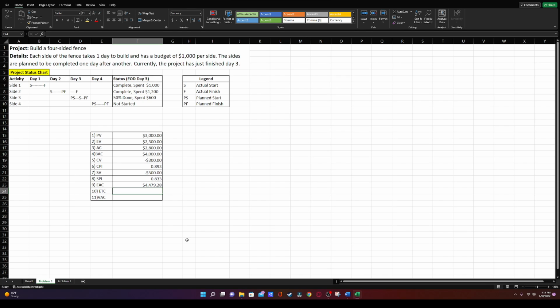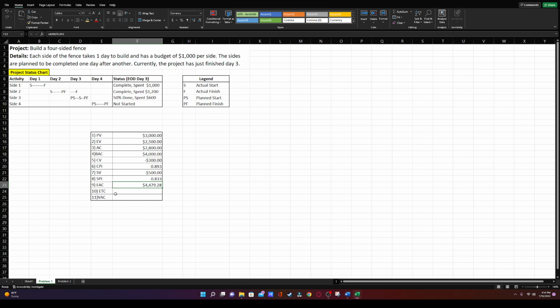What estimate at completion, EAC, is telling you is, hey, based on the current way this project is going, this is what we think we're going to need in budget to finish the project. One thing to notice is that we originally budgeted $4,000 for this project, and based on how much we've been spending and the work we've gotten done with that money, we're actually going to need $4,479.28.